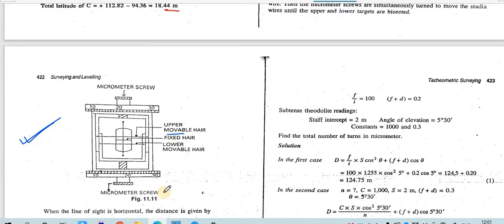The lower hair, as you can see, has a screw provided over here, and there is a screw provided at the bottom. With the help of this micrometer screw you can move this upper hair upward and downward, and similarly this lower movable hair can be moved up or down with the help of the micrometer screw. Over here, the graduations are marked as 10, 20, 30, and 10, 20, 30. By how much amount you are turning the screw can be noted by these readings. Similarly, over here also there is a graduation mark, so by how much amount you turn the screw, you can get the number.